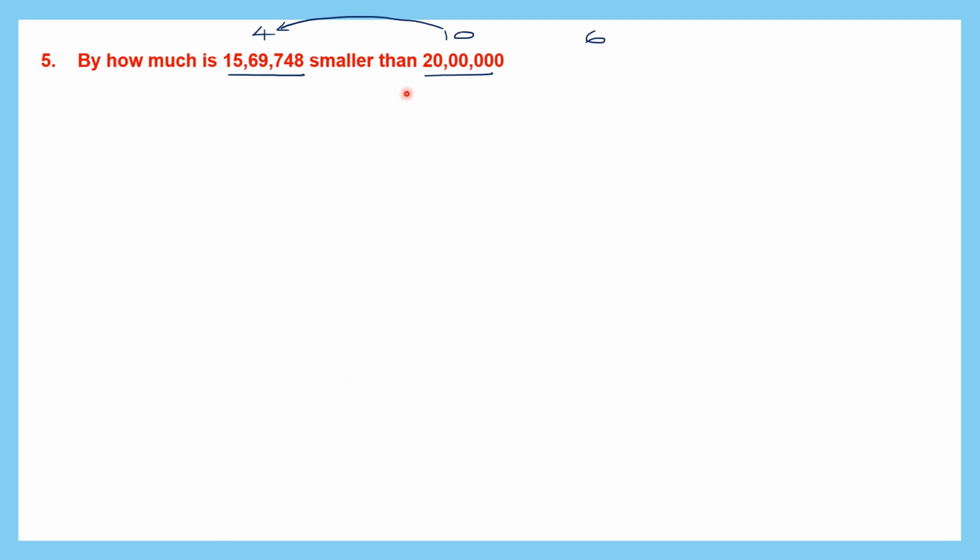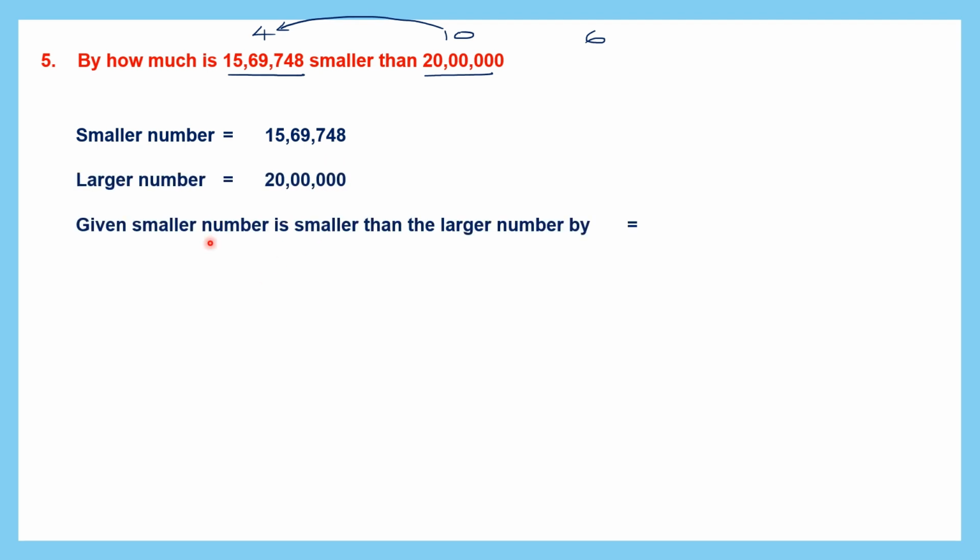Similarly, when we say 20 lakh minus this number, we will get our answer. So this is a smaller number. This is the larger number. To find out by how much the smaller number is smaller than this, we have to subtract these two. So let's write, the smaller number is 15,69,748. The larger number is 20 lakh. And to find by how much the smaller number is smaller than the larger number, we have to subtract. So we say 20 lakh minus 15,69,748. Let's do that subtraction.